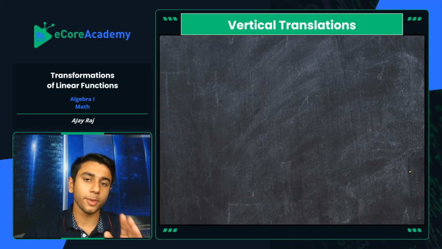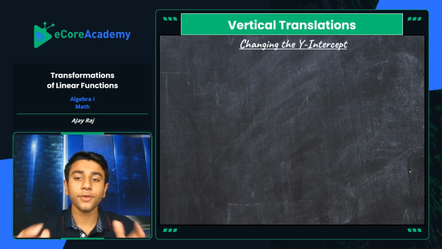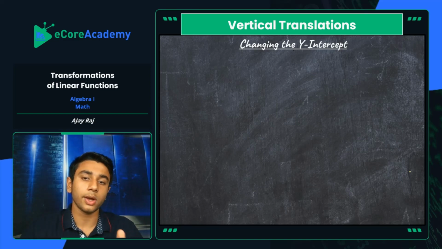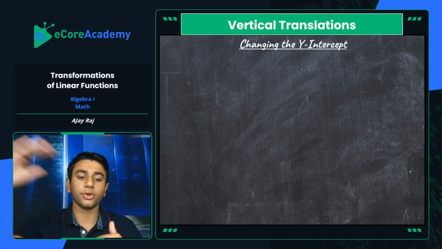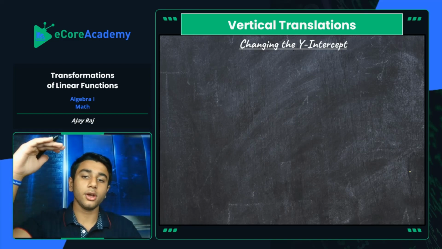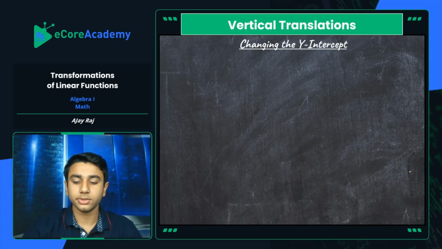So let's start off by looking at vertical translations. To think of a vertical translation easily, you're basically just changing the y-intercept to increase or decrease the y coordinates all throughout your given graph, to either move the graph up 1 unit or a couple units, or down a couple units.